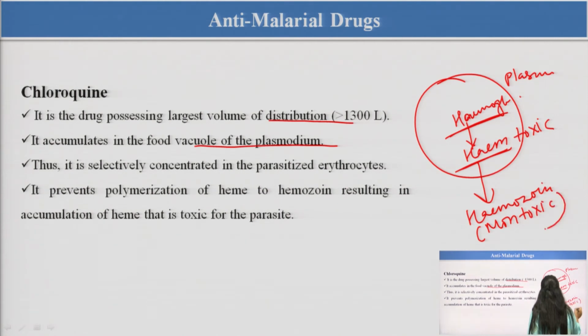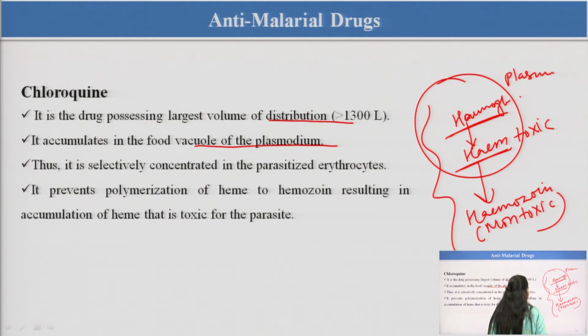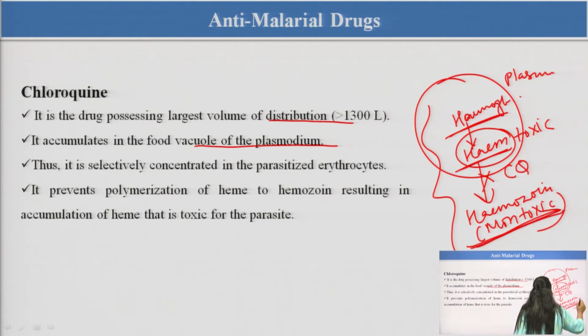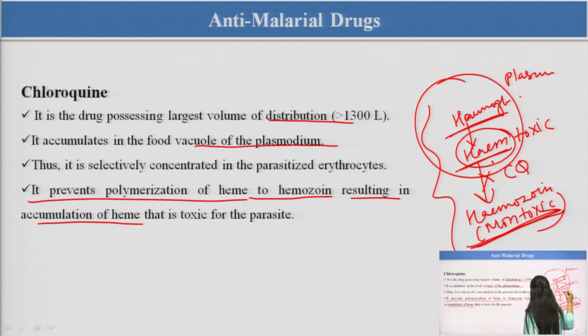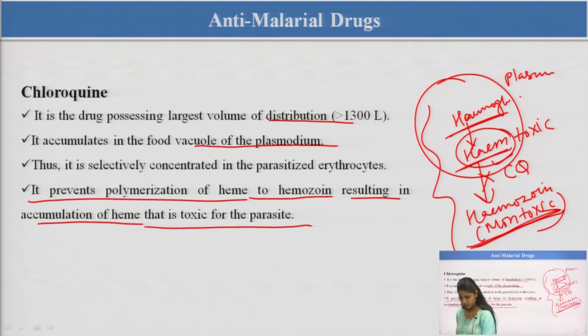So, for the survival of Plasmodium, this is a normal phenomenon which is going on. Now, what is chloroquine doing? Chloroquine will inhibit this part, the conversion of heme, the toxic product, into hemozoin. If it is inhibited, of course, there will be toxicity due to the heme and the cell will die. So, see, it prevents polymerization of heme to hemozoin, resulting in the accumulation of heme, that is toxic for the parasite. This is the mechanism of chloroquine.